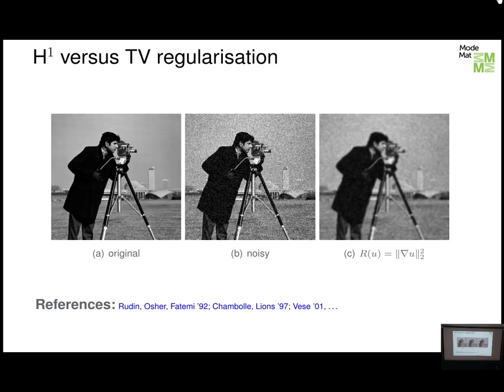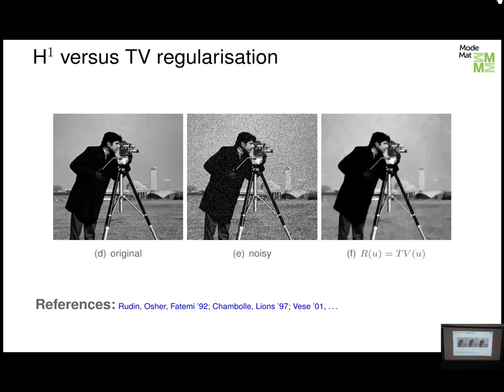Now this is the effect of the regularizer in the images. So this is the original cameraman image, this is the noisy one, and here you have a regularization with a Sobolev space term. And as you can observe in that setting, you get a little bit of diffusion all over the image, and that's not really what you want to reconstruct. An easy remedy to this is to use the total variation, as I mentioned before, and you preserve the edges of the image. At least that's the main effect that the total variation has on images.